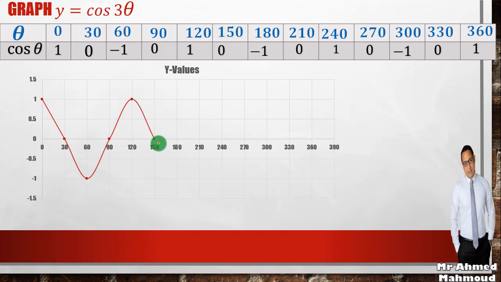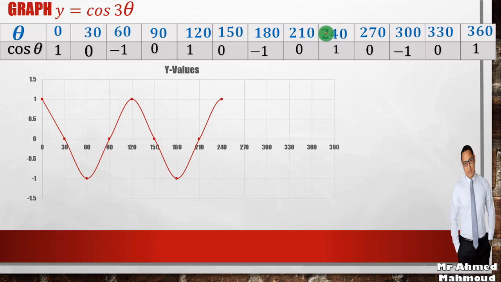150 and 0, 180 and negative 1, 210 and 0, 240 and 1. It makes a new period here from 120 till 240. So every 120 degrees it makes a new period.